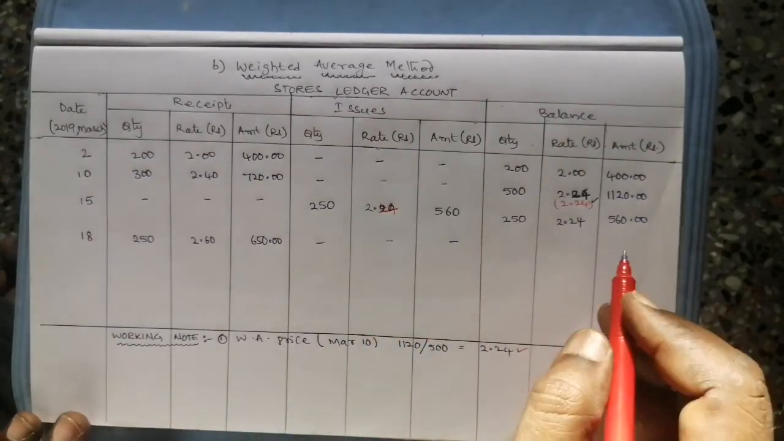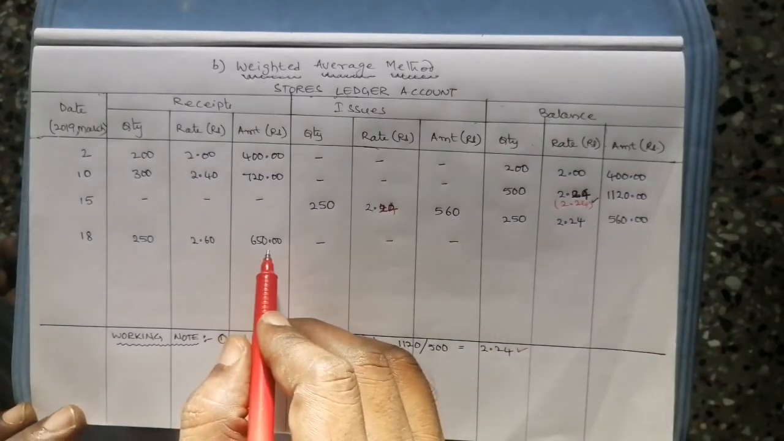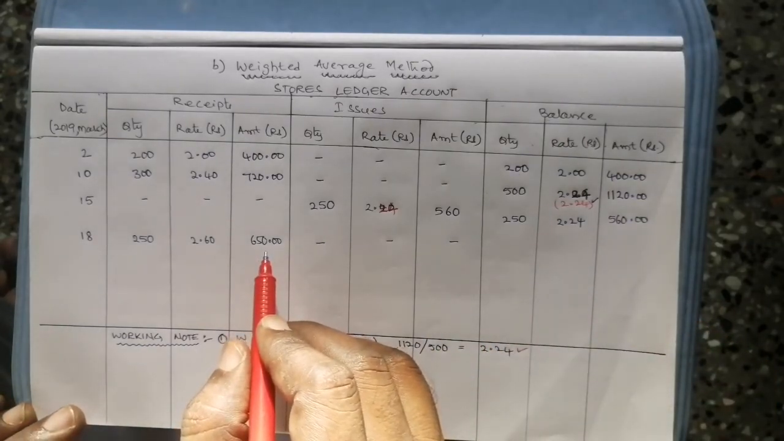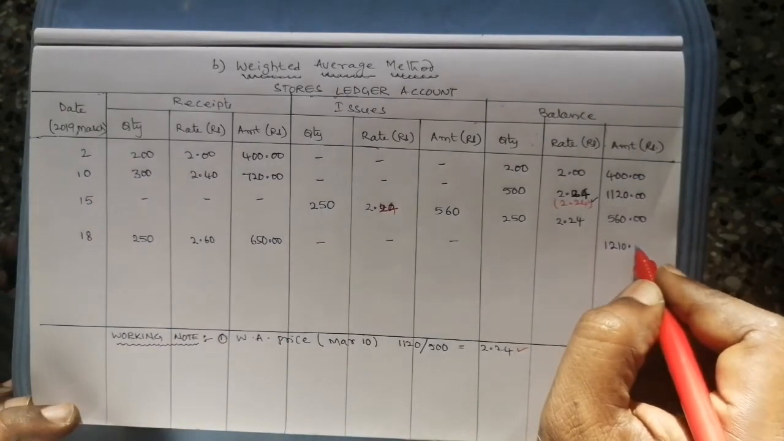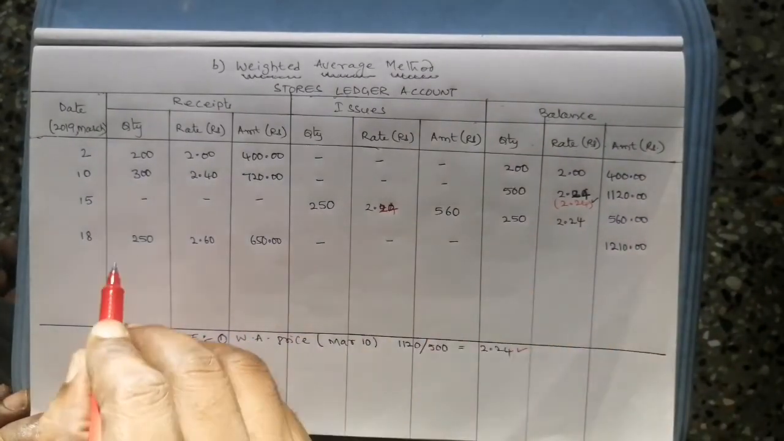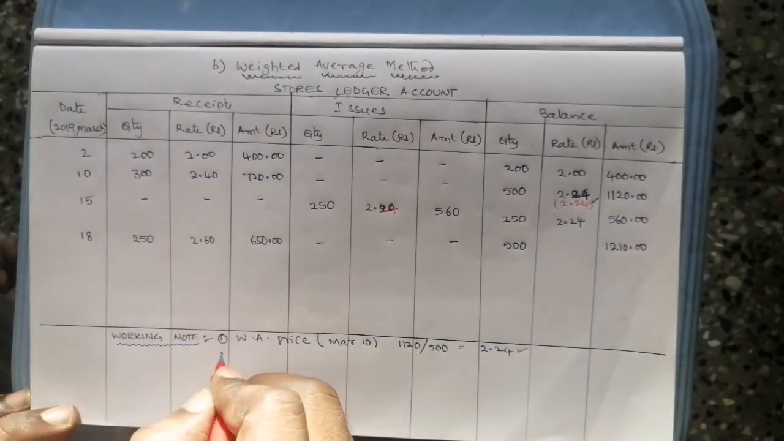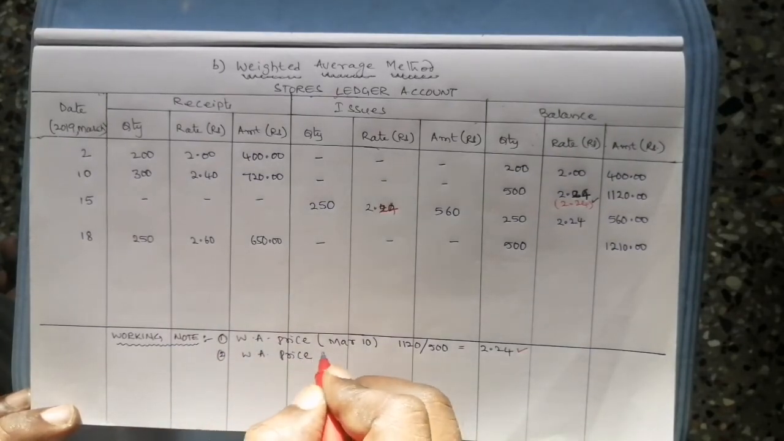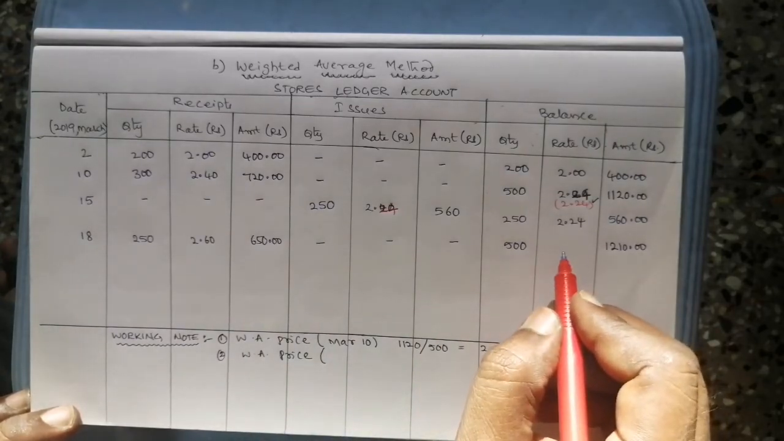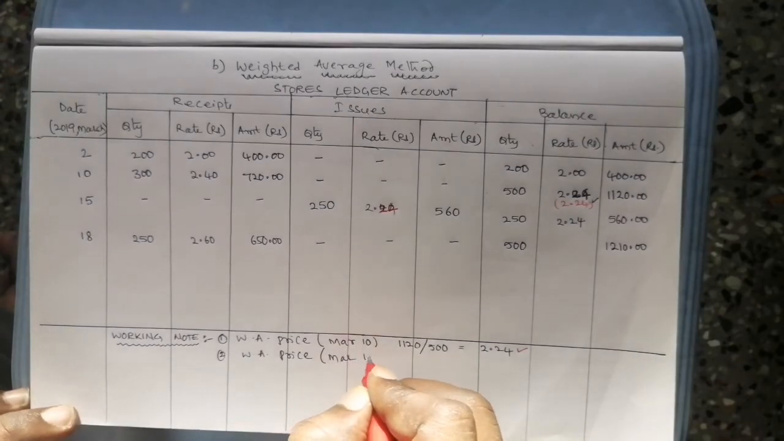Now again, as it is the weighted average method, add these two amounts, 560 plus 650. So 1110, 1210 rupees. Similarly 250 plus 250, how much is it? 500. So here you can find out the weighted average price, either to mention in the balance or to take in the next issue also on March 18th.